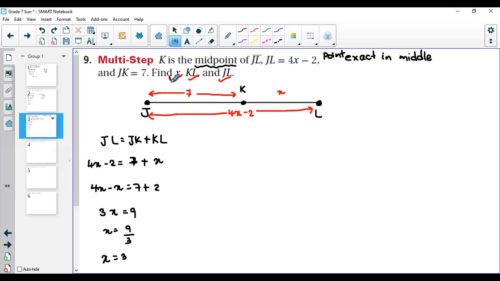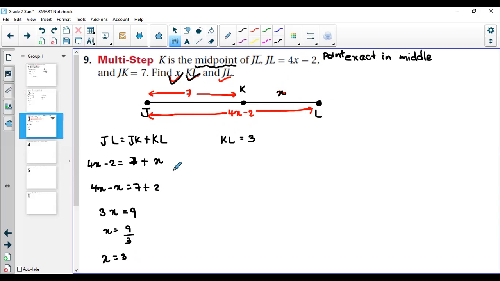So we found the value of x. This is done. Value of x is 3. Now let's find the length of KL. So KL, already we named KL as x. So if x is equal to 3, we can also say KL is also equal to 3 because KL is, in another word, x. So the distance between K and L is 3.